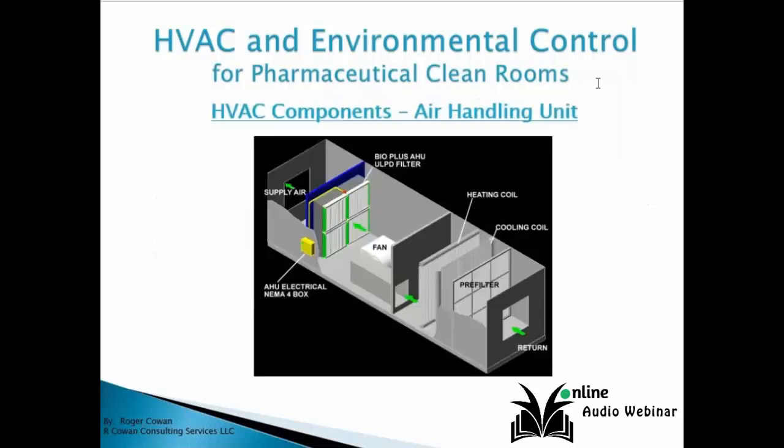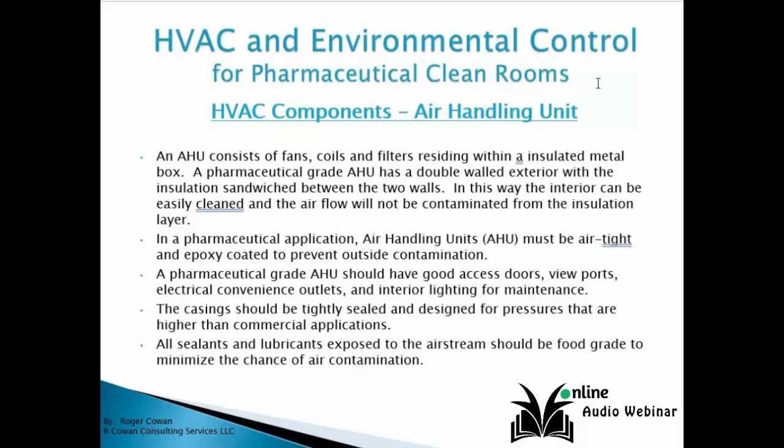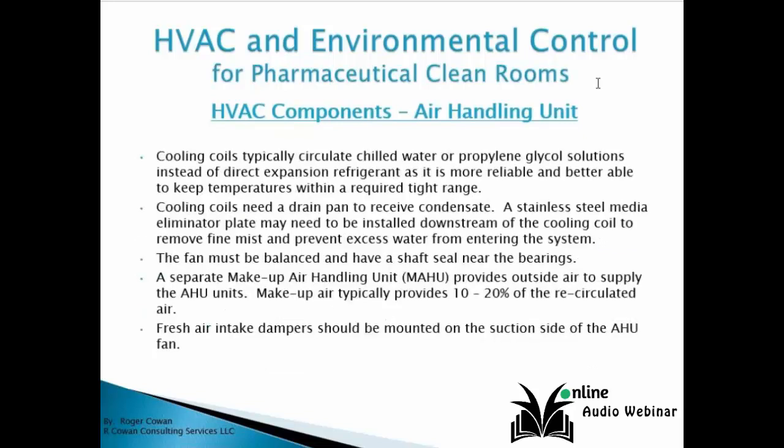Okay, so let's jump into HVAC, and let's look at the main component of HVAC systems, and that's the air handling unit. Now, I've got a diagram, a cutaway here of a typical pharmaceutical air handling unit. You can see basically it's a big metal box, and you've got air returning from the clean rooms at the bottom right. So diving a little deeper here, an AHU consists of fans, coils, and filters within an insulated metal box.